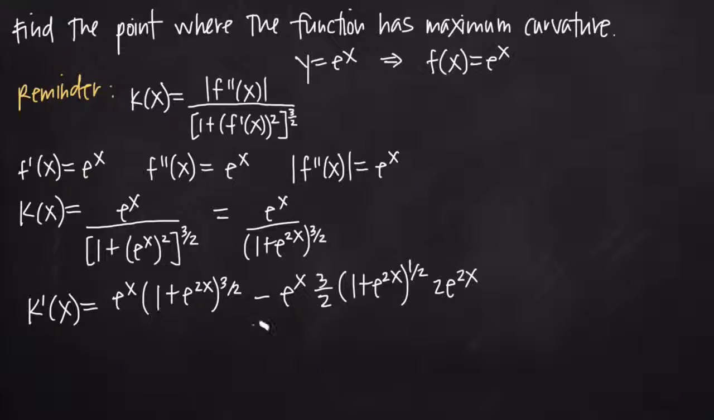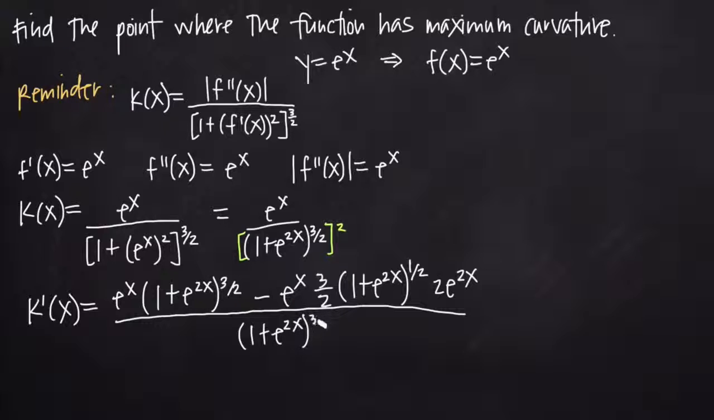Now, going back to our quotient rule formula, remember we take the derivative of the numerator times the denominator minus the numerator times the derivative of the denominator, and then we divide this whole thing by the denominator squared. So when we square this whole denominator, this 2 right here is going to cancel with this 2 right here, and we're just left with 1 plus e to the 2x cubed. So in our denominator, we get 1 plus e to the 2x cubed, like this.